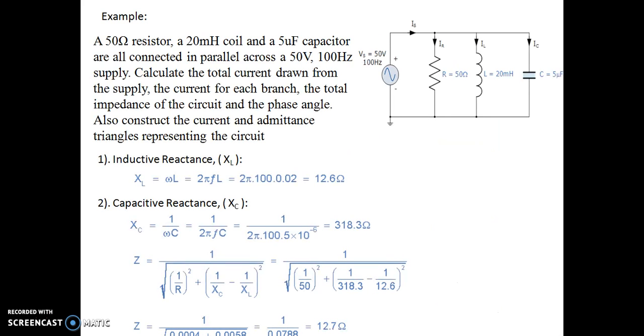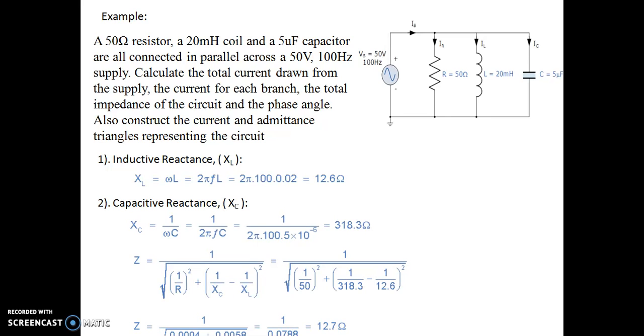Here in this numerical we have a source which is connected in parallel to three components: a resistor of 50 ohm, an inductor of inductance 20 millihenry, and a capacitor of capacitance 5 microfarad. So how to find the total current?